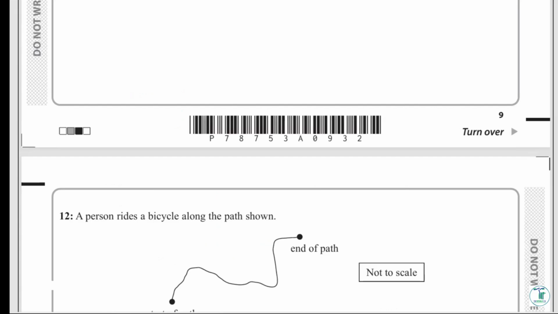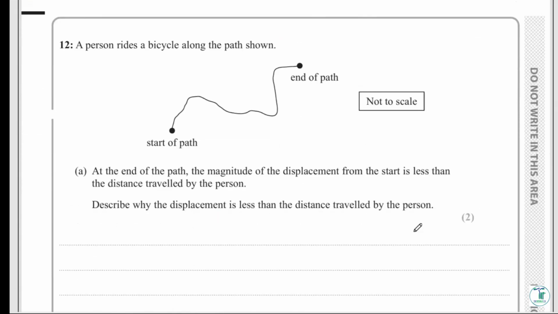And now we've got this next question. A person rides a bicycle along the path shown. He starts from here and ends over here. At the end of the path, the magnitude of displacement from the start is less than the distance traveled by the person. Describe why the displacement is less than the distance traveled by the person.